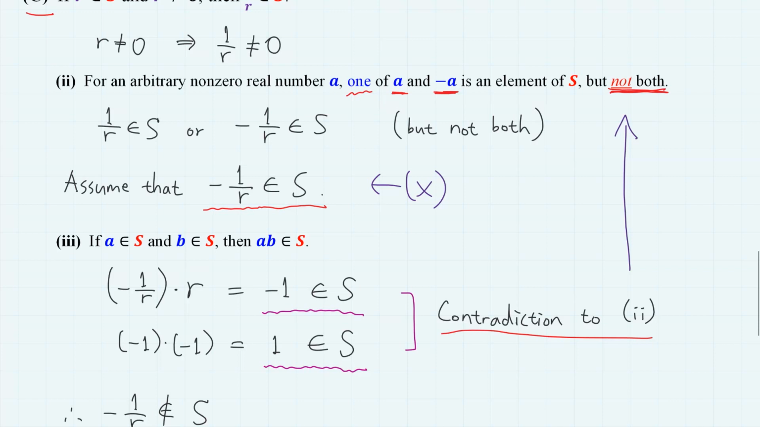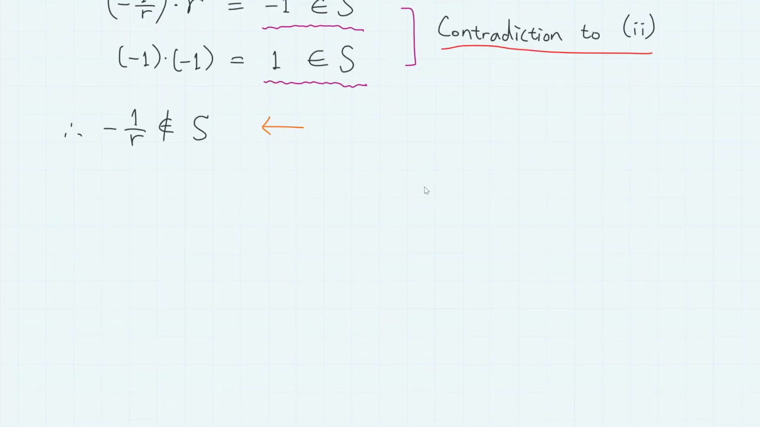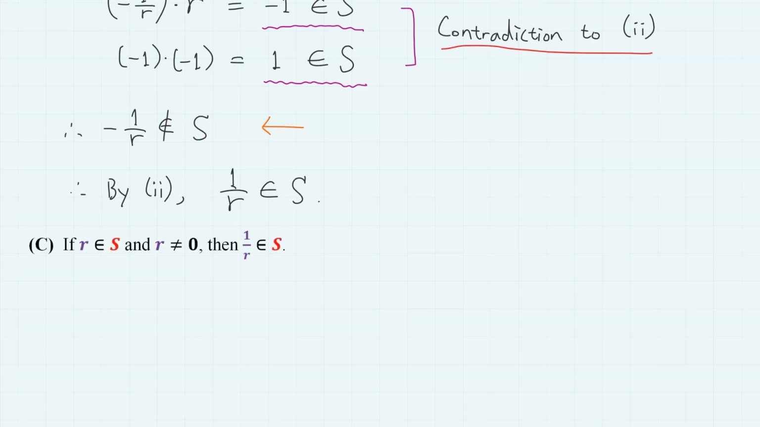But I have already mentioned that by condition 2, one of 1 over R or minus 1 over R must belong to S. And since minus 1 over R does not belong to S, the only remaining option is that 1 over R belongs to S. Therefore, choice C is true. Therefore, the true statements are A and C.